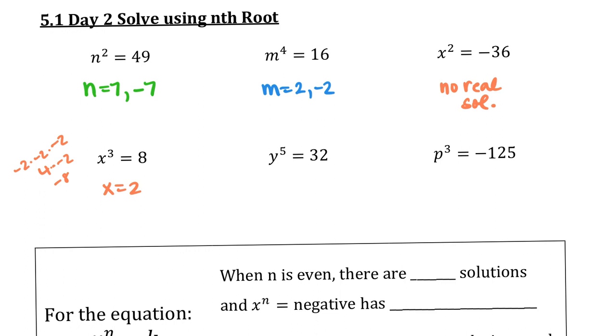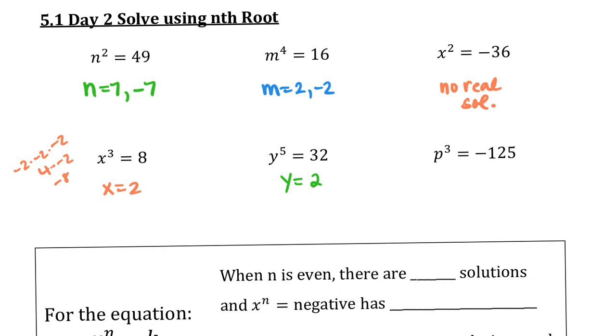Okay, what about y to the 5th equals 32? Sure, it could be 2. Can it be -2? Let's check. If I do negative times negative, that's positive, negative, positive, negative. I would get a -32. -2 does not work here.